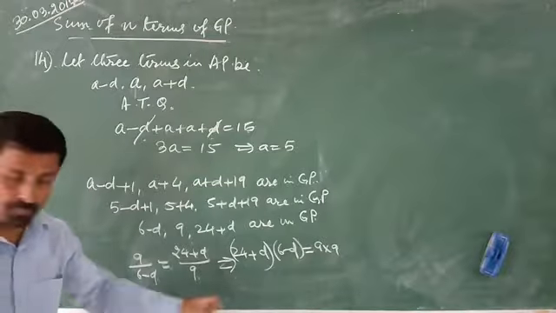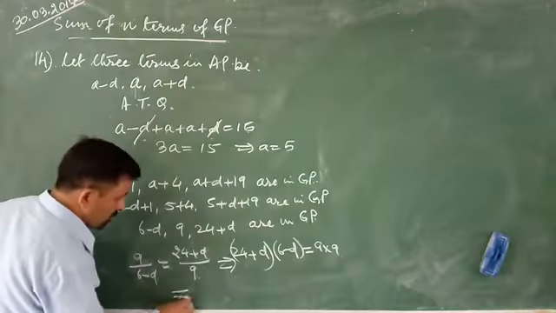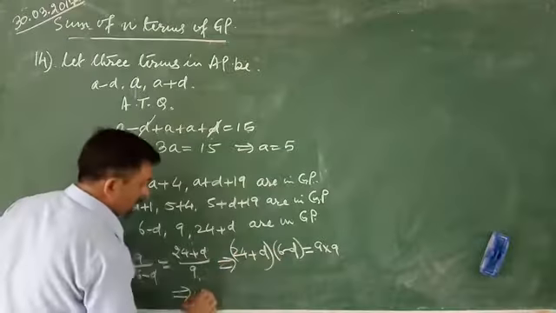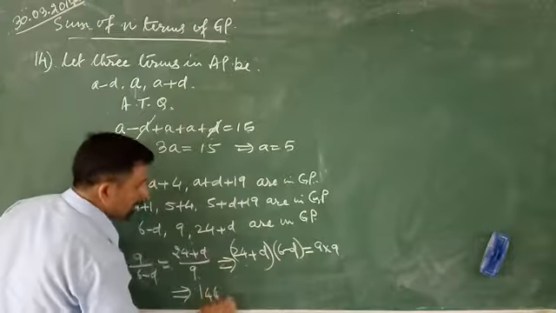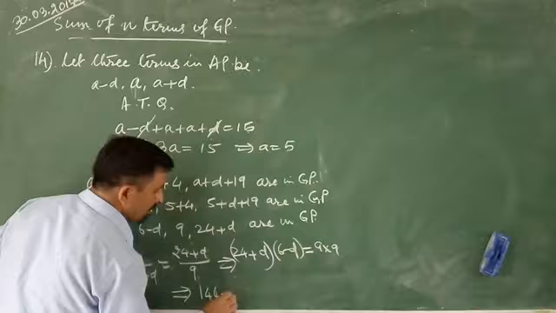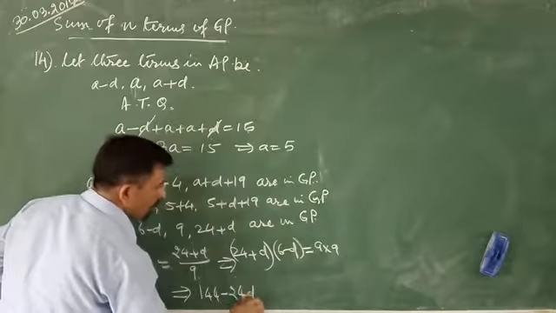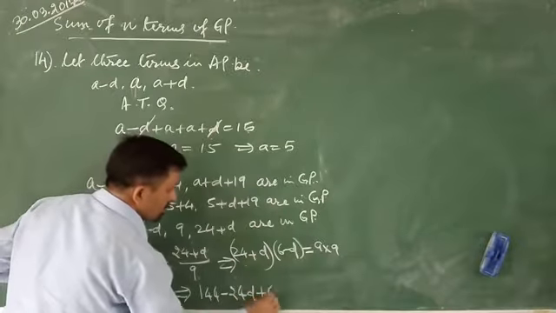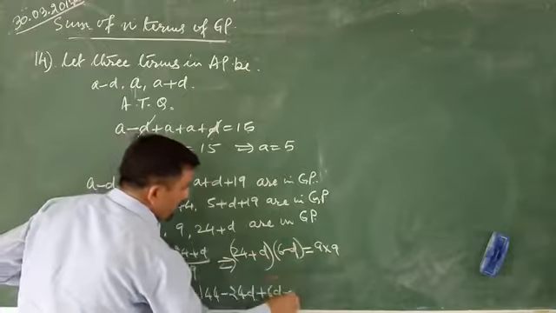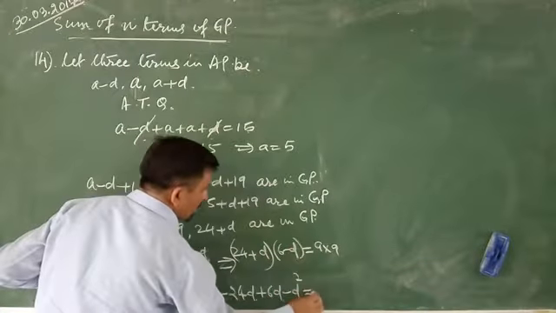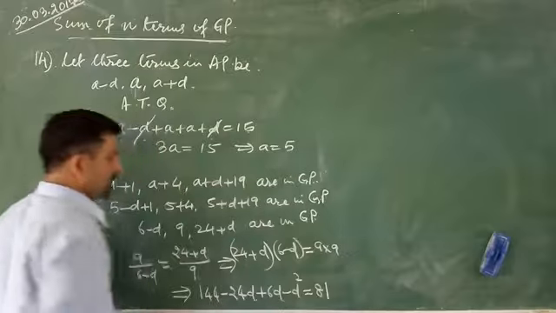Am I understood? Yes, sir. We continue now this calculation. 24 times 6 is 144. 24 into d, minus d, minus 24d. This into this, 6d. D into minus d, minus d square is equal to 81.